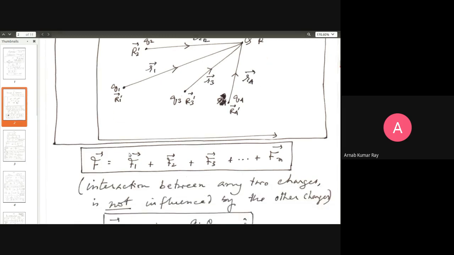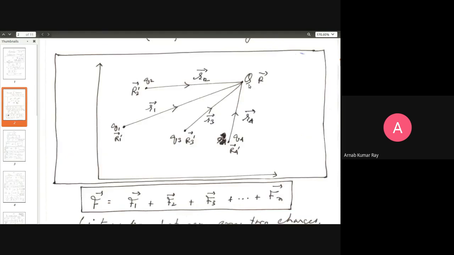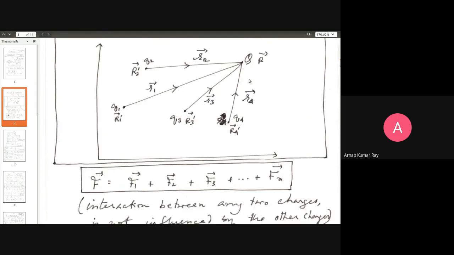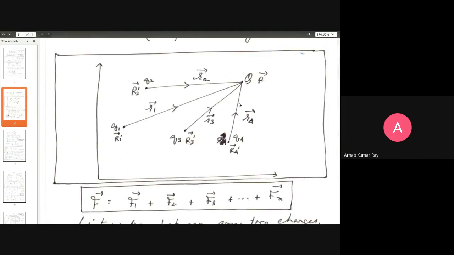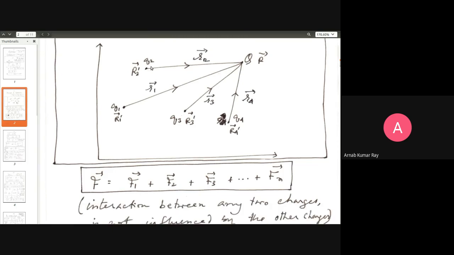Okay, so what is the total electric force experienced by this test charge? Let us see. This is a very important statement. The electric field force experienced by the test charge is the individual electric field force, F1, let us say. What is F1? F1 is the force that the test charge experiences due to the source charge Q1. F2 is the electric force due to the source charge Q2. And likewise for F3, F4, you can have n number of charges, no problems over there.